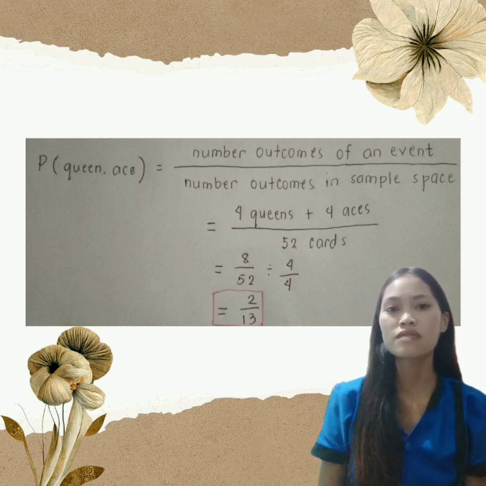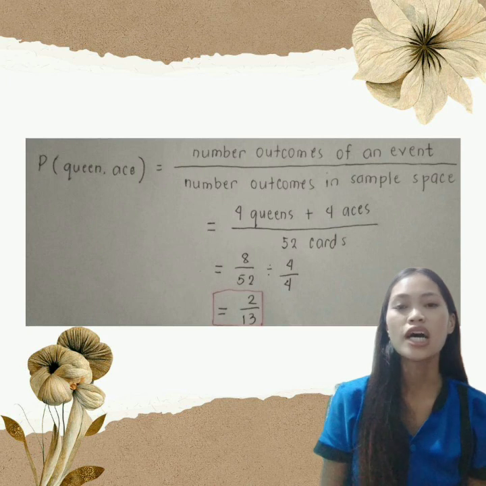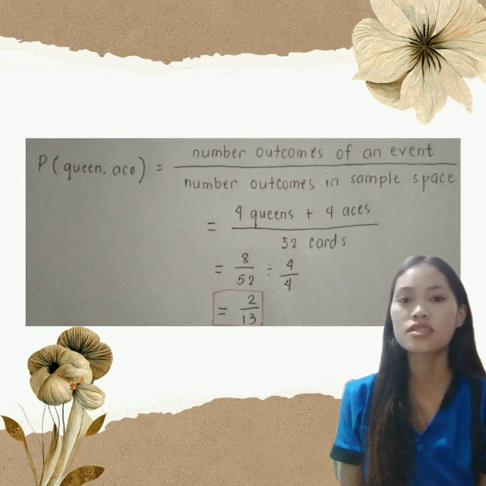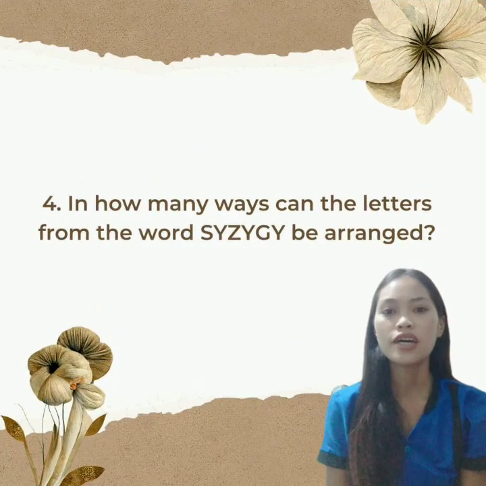4 queens plus 4 aces divided by 52 cards. To get the number of outcomes, add 4 plus 4 and we get 8 over 52. Then we can divide both sides by 4. Then the final answer is 2 over 13. Fourth question. In how many ways can the letters from the word CZG be arranged?